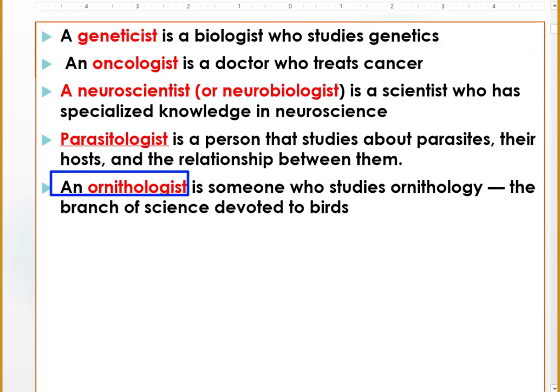A parasitologist is a person that studies parasites, their hosts, and the relationship between parasites and their hosts. An ornithologist is someone who studies ornithology, the branch of science devoted to birds. So, ornithologists study every aspect of birds and their ecology.